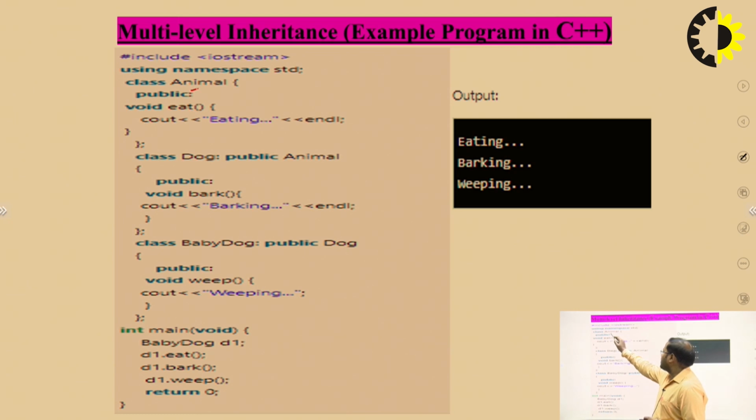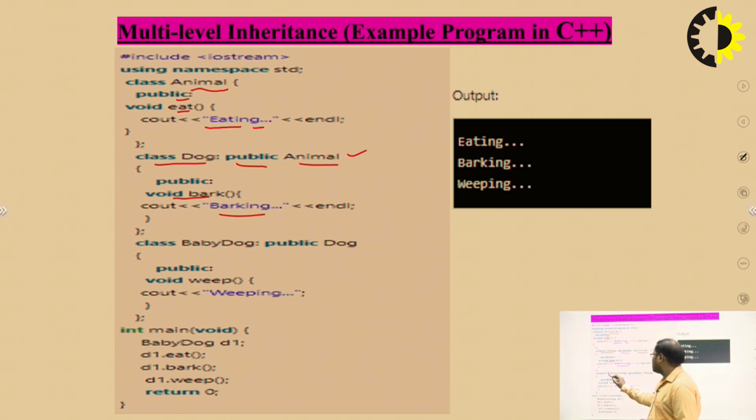Here I have taken a class with the name animal. In the public field I have written a method with the name eat, and in the body of the function I am showing the output eating. Then dog is a derived class which inherits the animal class publicly. Animal is the base class here. In the derived class body, I am writing a method with the name bark and it shows the output barking.